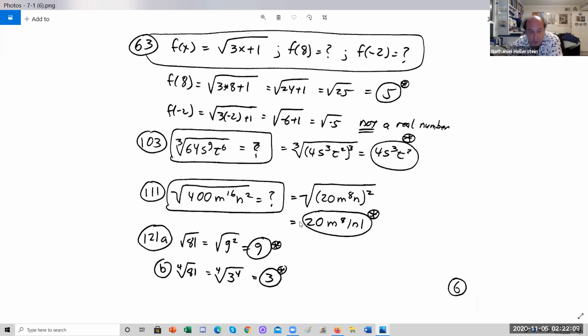Here they ask for part a and b, the square root of 81 and the 4th root of 81. Now 81 is 3 times 3 times 3 times 3, or 9 times 9. Okay, so root 81 is 9 squared, square root and square cancel, leaves a 9. 9 is 3 squared, squared is the 4th power. So 4th root of 81 is the 4th root of 3 to the 4th. Again, these cancel and you get 3.